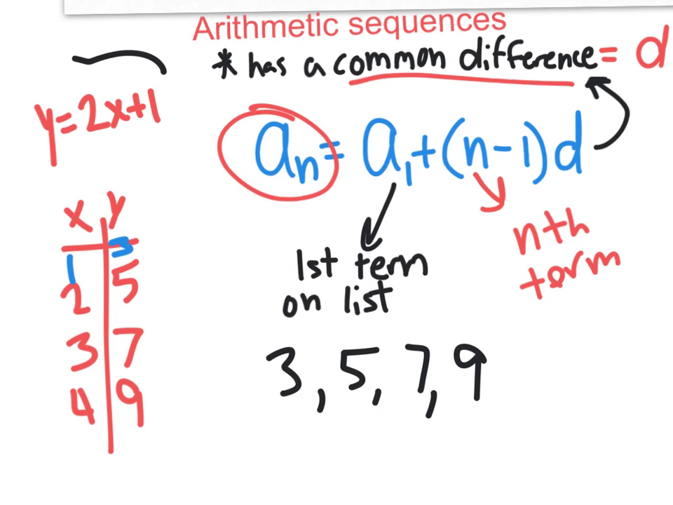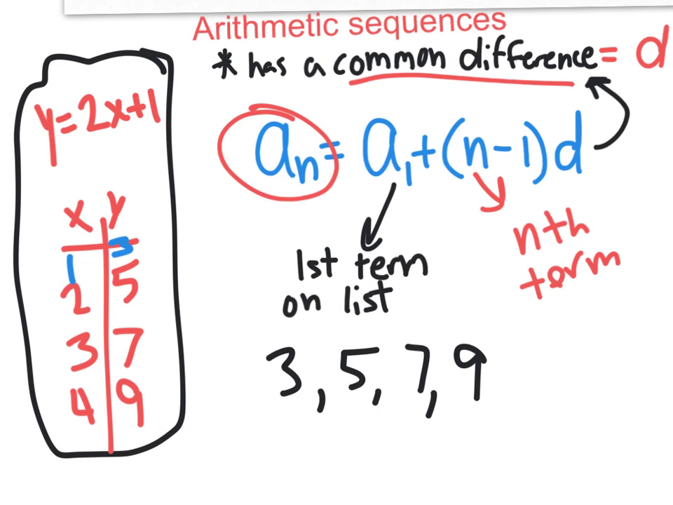So let's pretend that you didn't know that list 3, 5, 7, 9 came from the outputs of the function y equals 2x plus 1. So I could ask you, is this arithmetic? Now, I already know it's arithmetic because I made this function, and we already saw how these outputs came out. But in order for you to determine if it's arithmetic, it has to have a common difference.